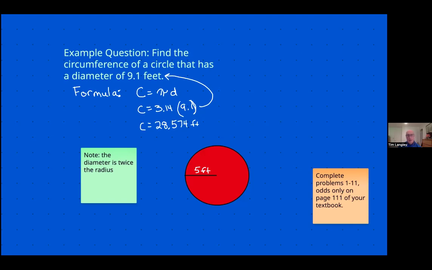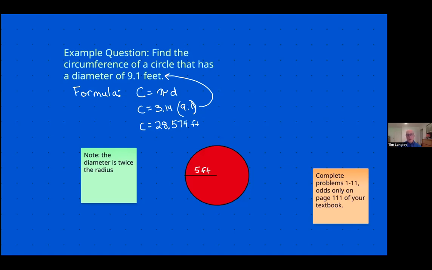Oh, did I mess something up here? No. Oh yeah, I did want to point something out here. I have a little note here I added just because you're going to see this in a few of your problems. Note the diameter is twice the radius. Now, I want you to write that down, and here's why.